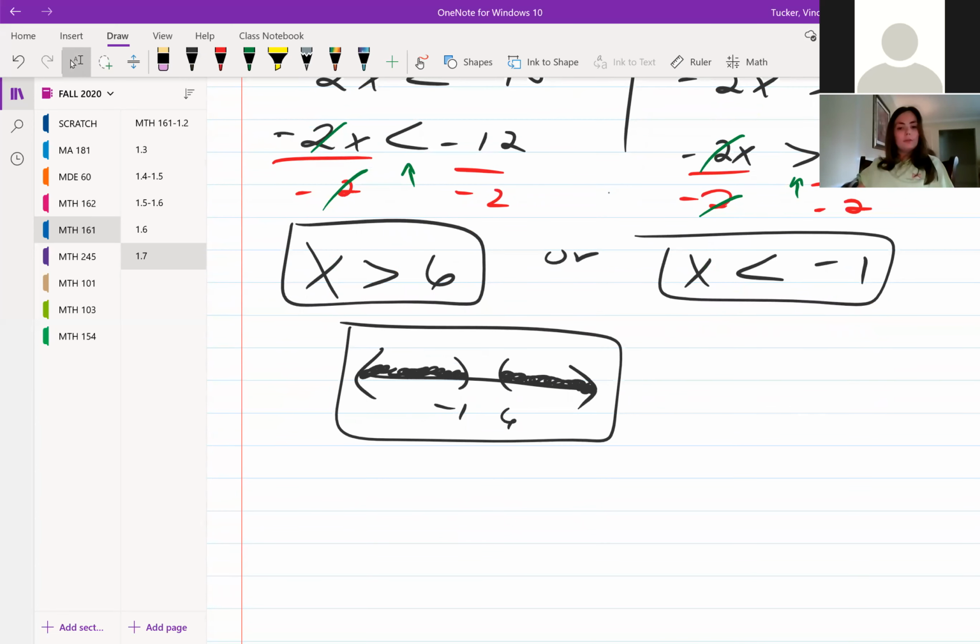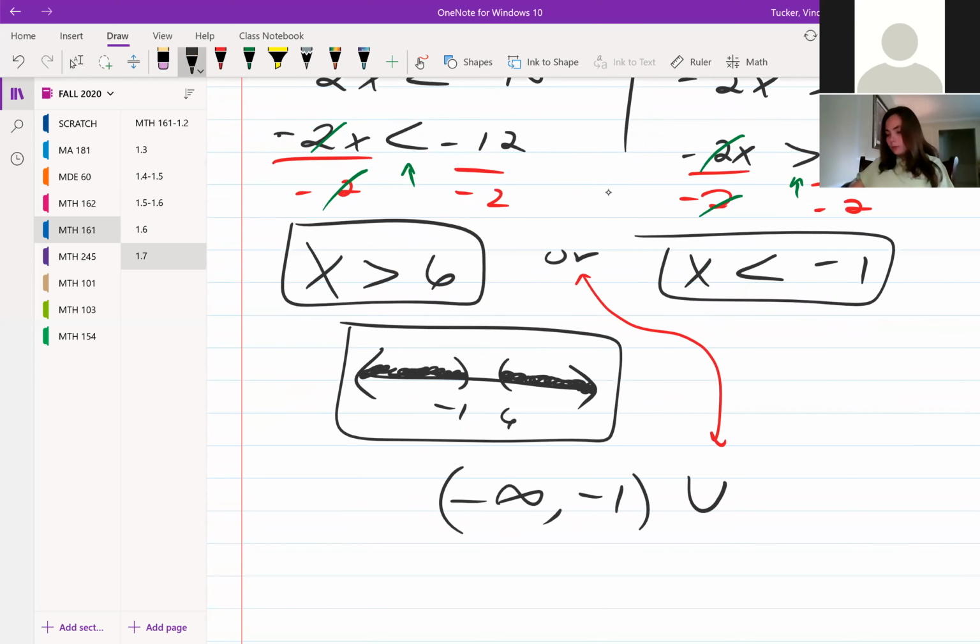So then my interval notation, I'm coming from negative infinity to negative 1, comma. And for interval notation to represent or, we have a union sign, the union symbol. And then we're going from 6 to positive infinity.